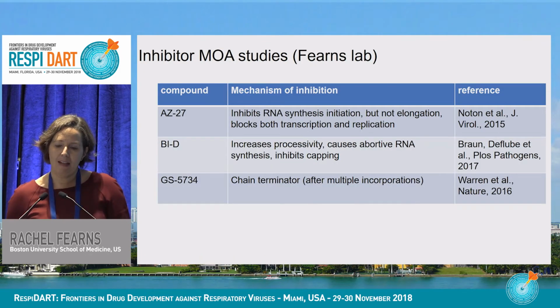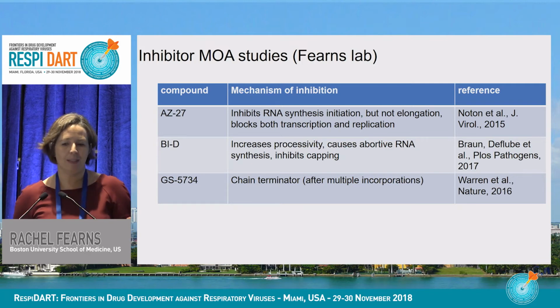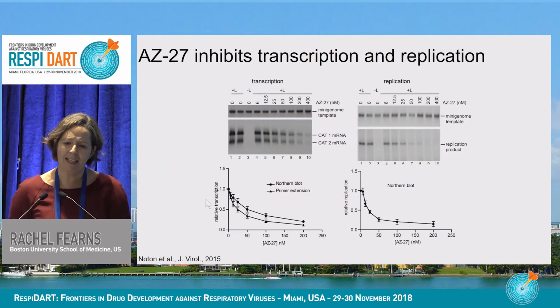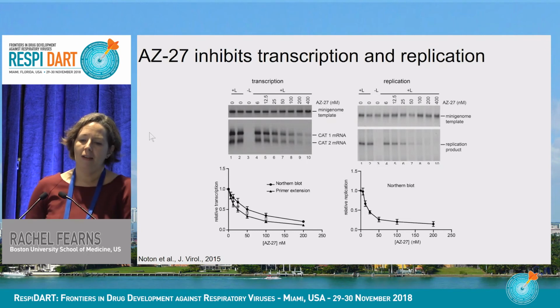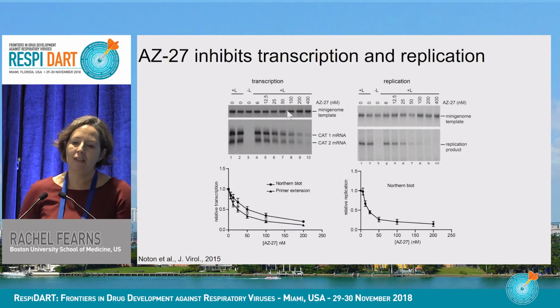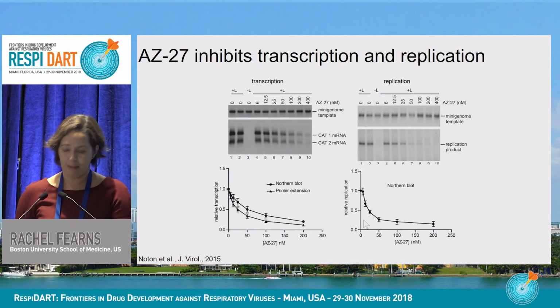And so with that, we've gone on to do some inhibitor studies, and I'm going to breeze through these very quickly because they're all published, of how different inhibitors function. So we've looked at AZ27, BID, and GS5734. So this is looking at AZ27. AZ27, we showed with our mini genome system, inhibits transcription, you can see that here, and it also inhibits replication, and it inhibits them both to about the same extent.